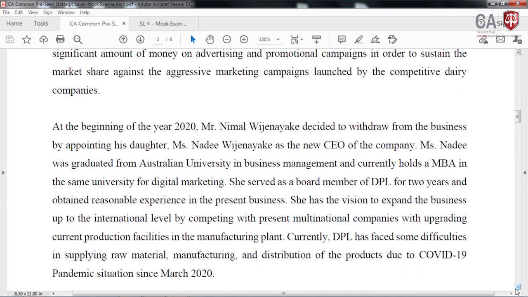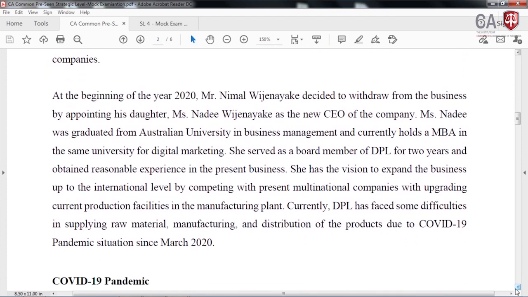At the beginning of the year 2020, Mr. Nimal Vijay Nayak decided to withdraw from the business by appointing his daughter, Ms. Nadi Vijay Nayak, as the new CEO of the company. Ms. Nadi graduated from an Australian university in Business Management and currently holds an MBA from the same university in digital marketing. And look at this information.